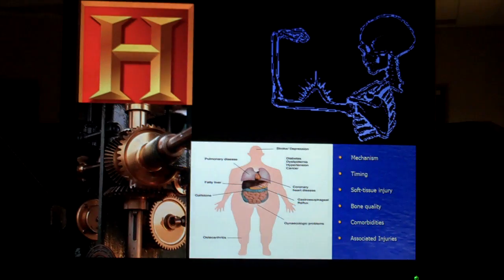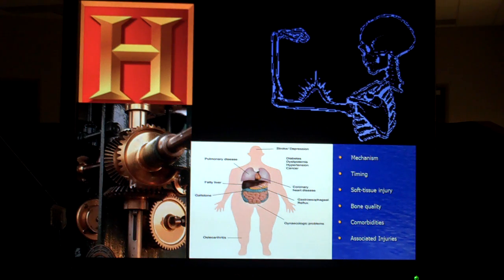So 2 sides. When you have a fracture of the ankle, it's important to understand the mechanism. I've gotten lazy now as I've gotten older, but I try to remember. I ask them, what did your foot look like when you injured it, because that helps you understand how to put it back together. The timing, when did it happen, the soft tissue injury, how bad is it, the person's bone quality, any comorbidities. Most important are diabetes and peripheral vascular disease.